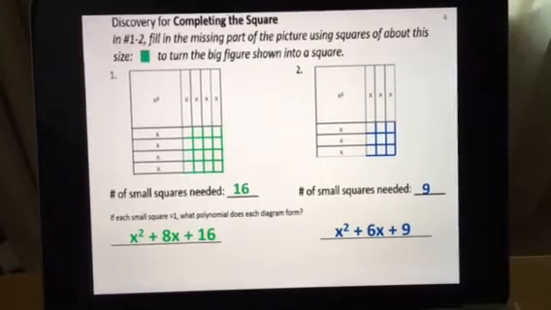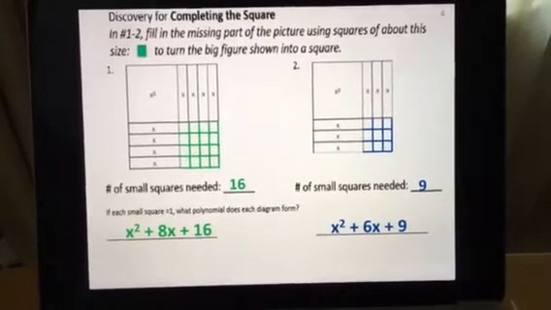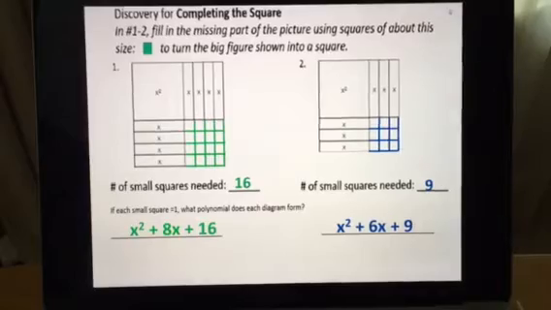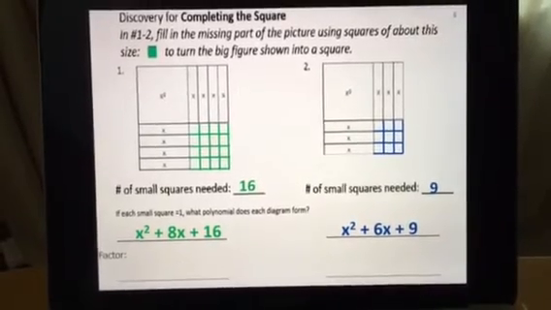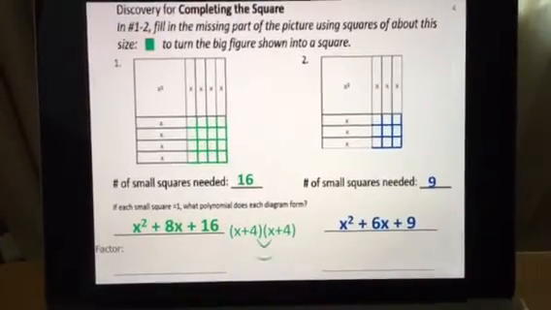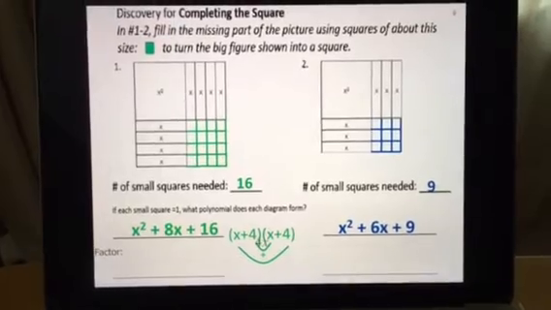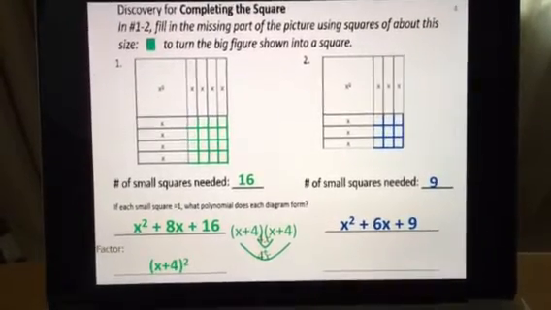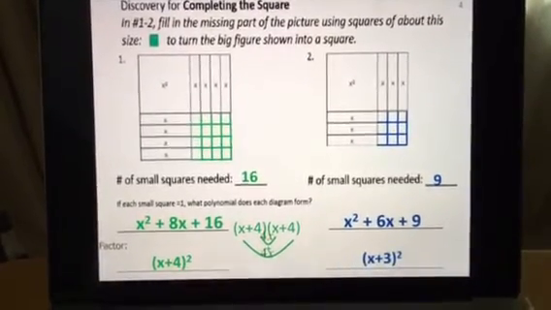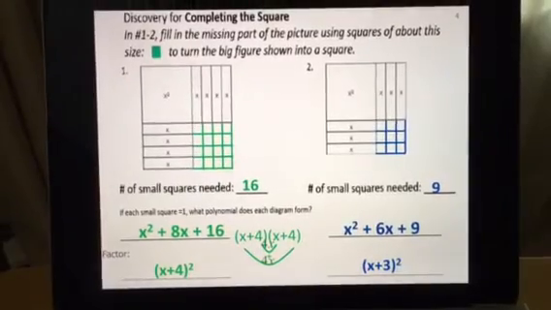So what we're going to do now is factor this. When we factor this, we get x plus 4 times x plus 4, that quantity squared. And the other one, when we factor it, we get x plus 3 quantity squared. So next we're going to practice factoring.